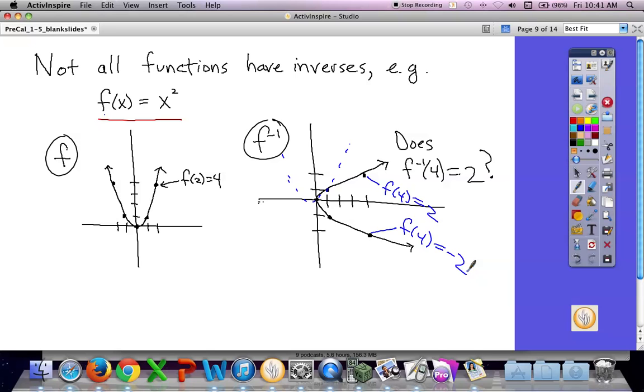So on the next slide, we'll see some ways that we check to see whether or not a function has an inverse. Because we know that they don't always. And we don't want to try to find one when it doesn't have one. So before we start, we want to check.